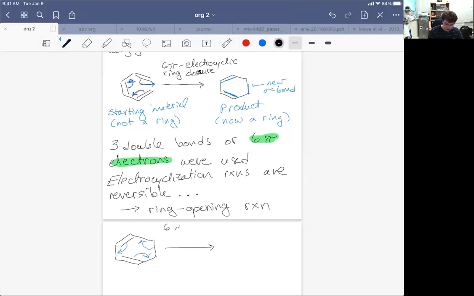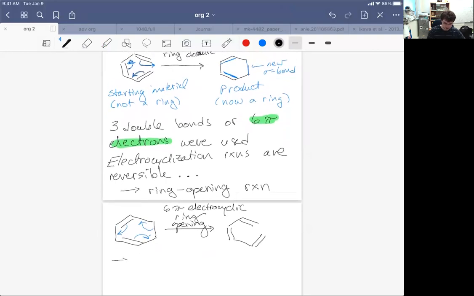And so this is called a 6 pi electrocyclic ring opening. The product of this is going to be the starting material that we used previously, the hexatriene system, all in conjugation. So this gives the starting material from the ring closing reaction.